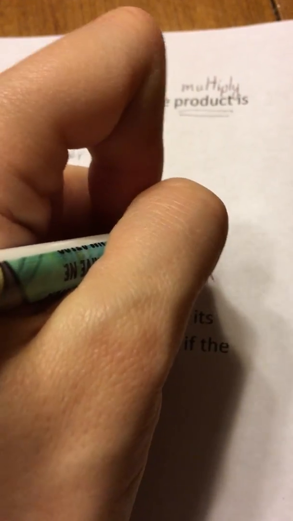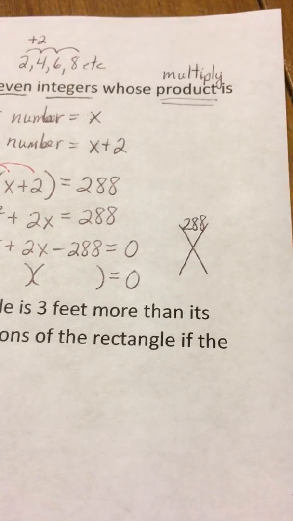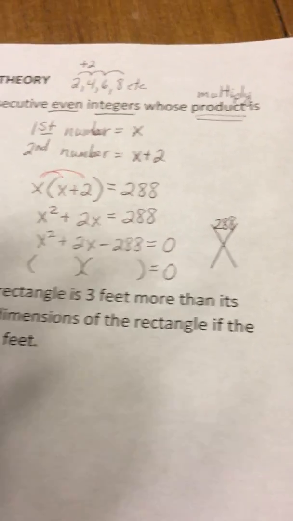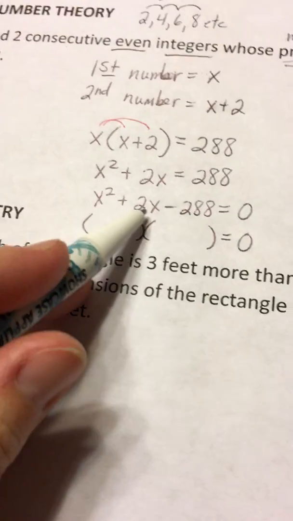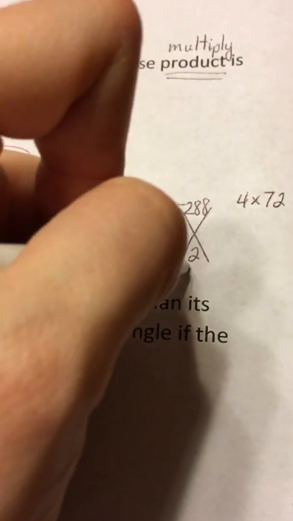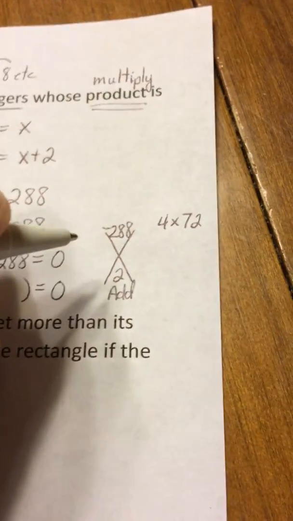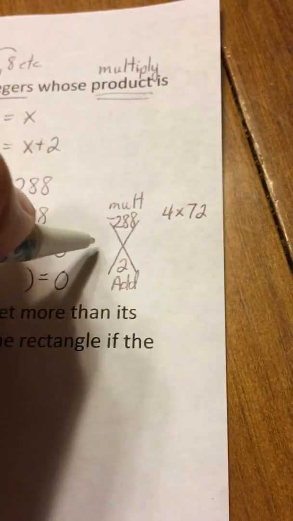Think of some numbers that multiply to give you 288. And this is where you're going to need to grab a calculator and figure out some numbers that would work. Like 4 goes in the number, 4 times 72. That's a possibility, but the middle number is 2. So we have to find numbers that add or subtract to make 2. Well, we're trying to multiply to make 288.